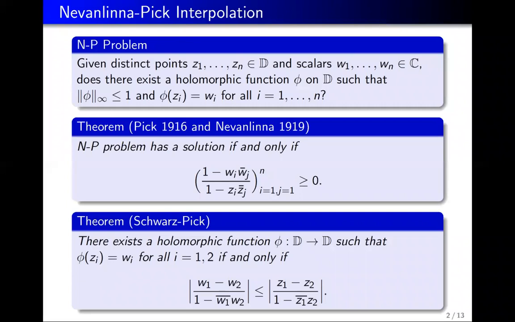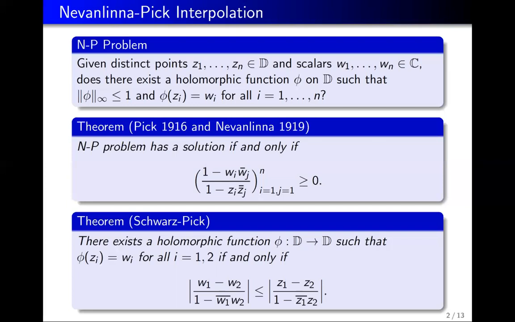So in that case, modulus of W2 has to be less than or equal to modulus of Z2, which is precisely this inequality if you take Z1 and W1 both to be 0. So then this inequality boils down to modulus of W2 being less than or equal to modulus of Z2. All I'm trying to say here is that if you take Z1 and W1 both to be 0, then it boils down to the classical Schwarz lemma that can be used to prove this theorem.